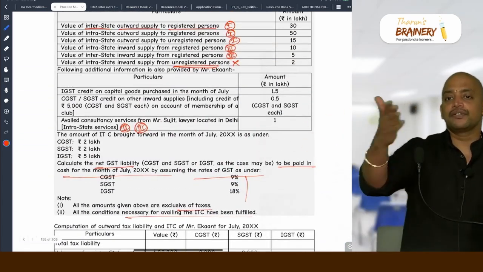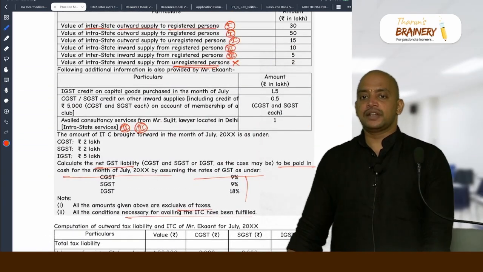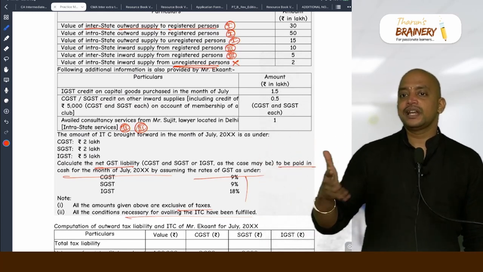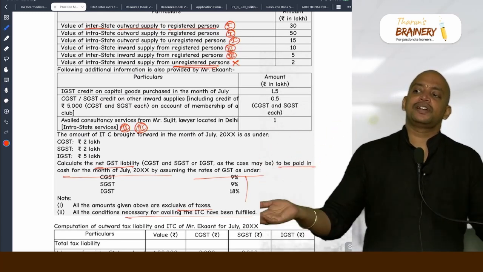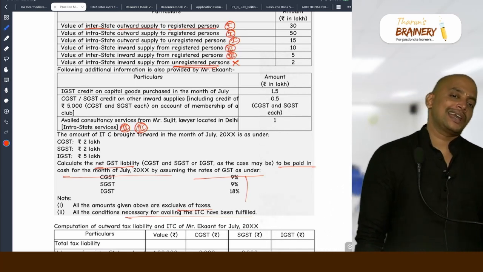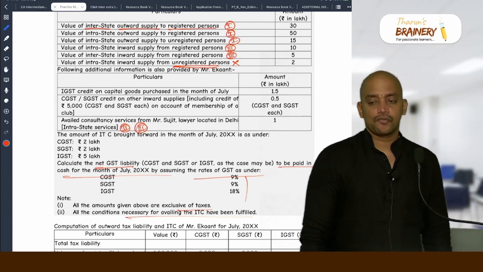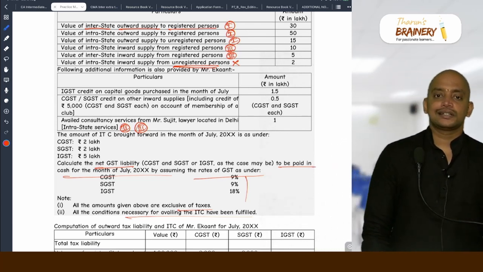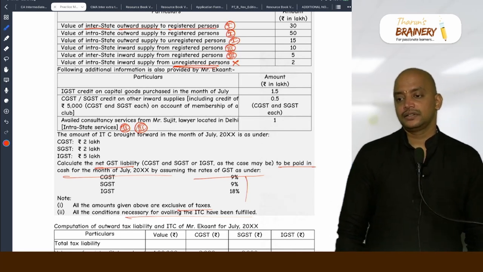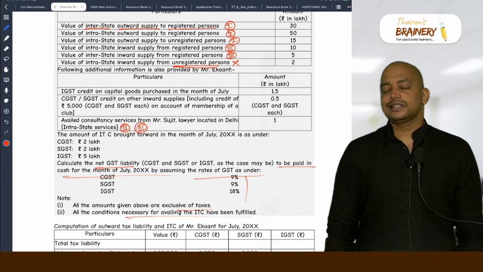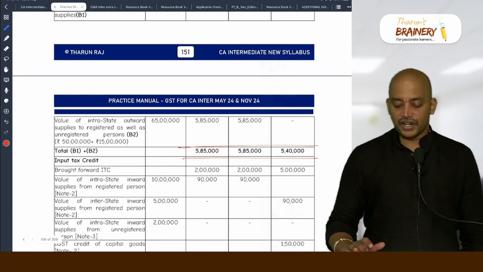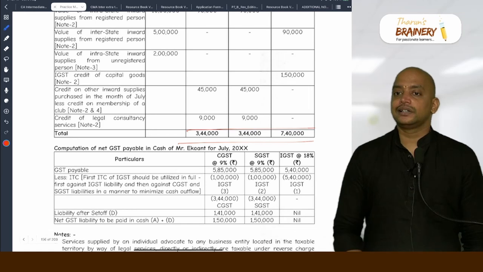So we will distribute equally. What is the remaining left? 5,40,000, remaining left is 2 lakhs. So 2 lakhs if you divide equally means 1 lakh and 1 lakh. CGST column 1 lakh, SGST column 1 lakh. Then next, CGST and SGST credit utilized. How much? 3,44,000, 3,44,000. Correct?